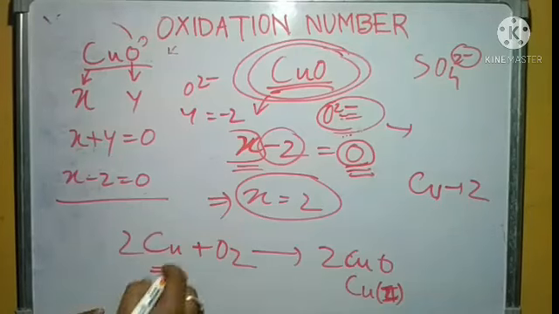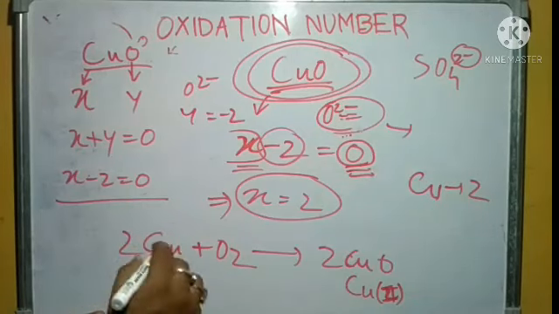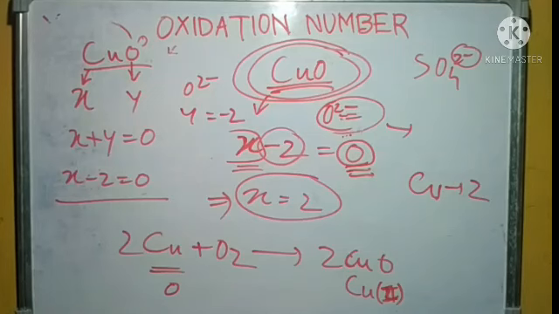From this you can also say that if the oxidation number of any reactant increases on the product side, then oxidation is taking place. And if the oxidation number decreases on the product side, then reduction is taking place. So I think now it is clear.